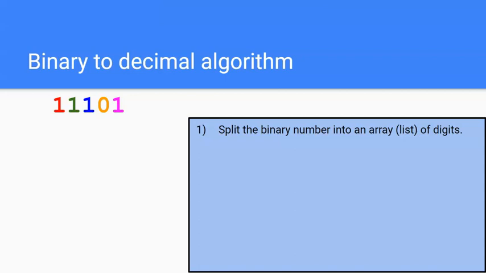So for this one, we're going to represent this by taking our number and splitting it into an array. What this does is it takes every character, in this case every digit, and puts it in its own position in the array. So if we looked over here, this would be index 0, index 1, index 2, index 3, and index 4.